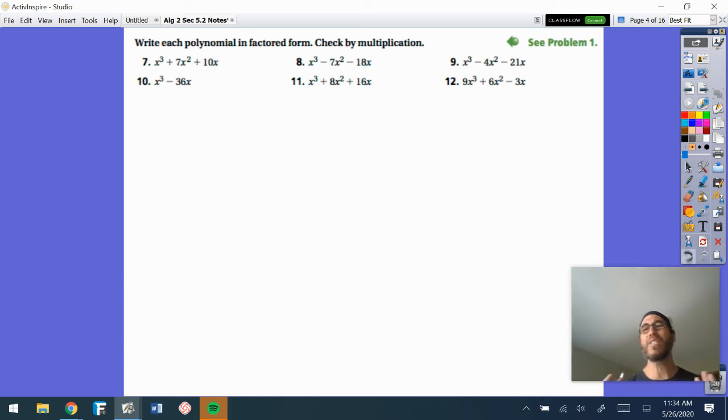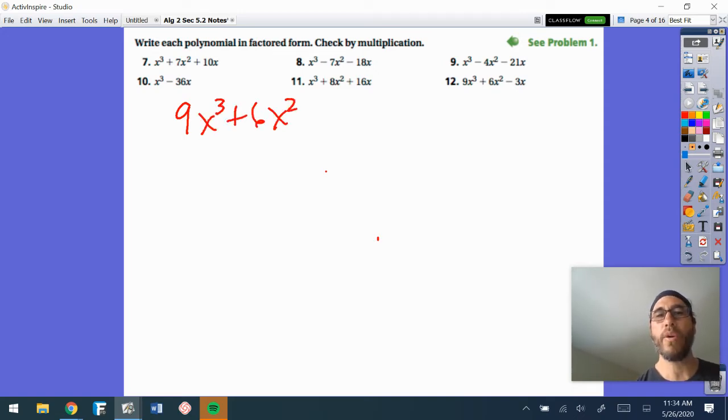All right, now come on, challenge yourself. You guys have number 12. It's the hardest one we're doing so far, but I think you guys are so smart, you can handle it. So make sure you hit pause and then unpause it, and then we'll do it together. 9x cubed plus 6x squared minus 3x. That's number 12.